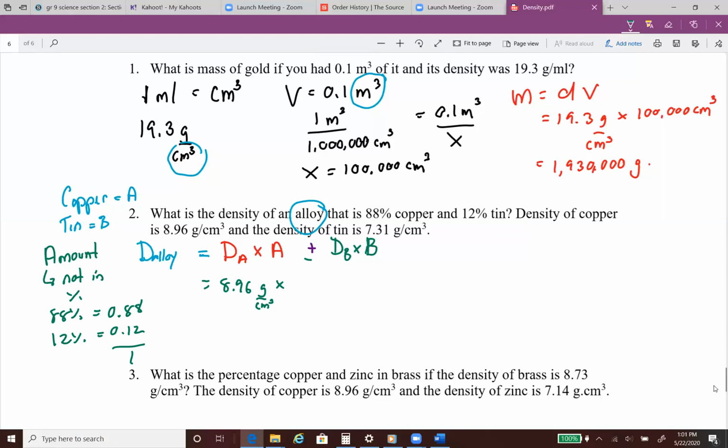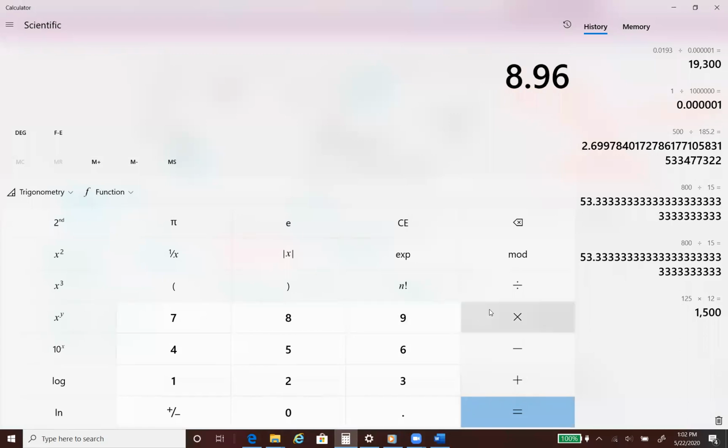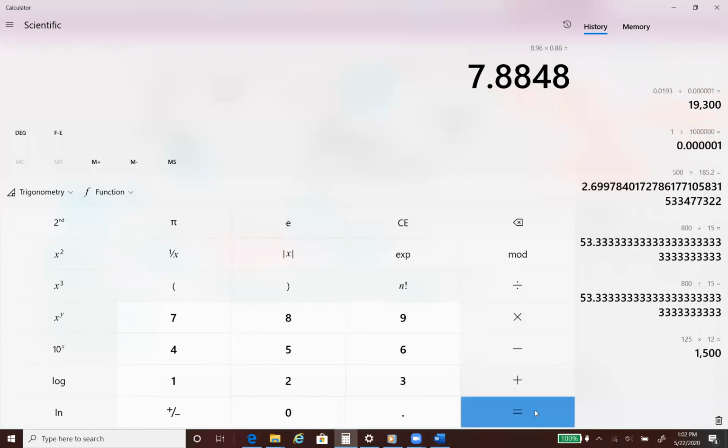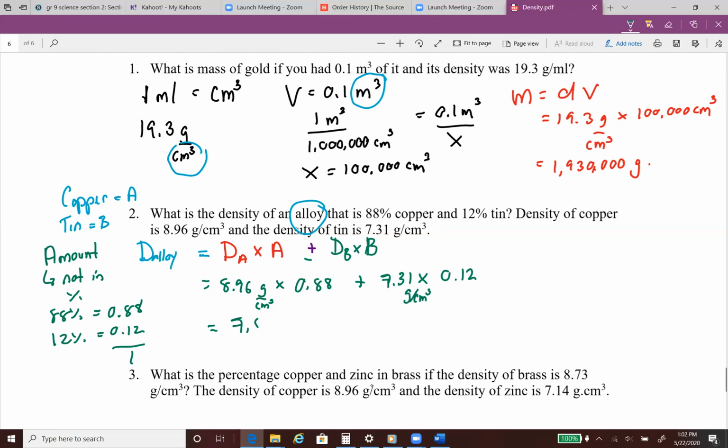So it's the density of copper times the amount of copper, 88%, but we're not writing it as a percent, we're writing it as a number out of 1, plus the density of tin times the amount of tin, got to put my unit in, which is 0.12. Okay, so if we do that, 8.96 times 0.88 is, we'll just say 7.88. So this is 7.88 grams per centimeter cubed. And then the other one is 7.31 times 0.12.